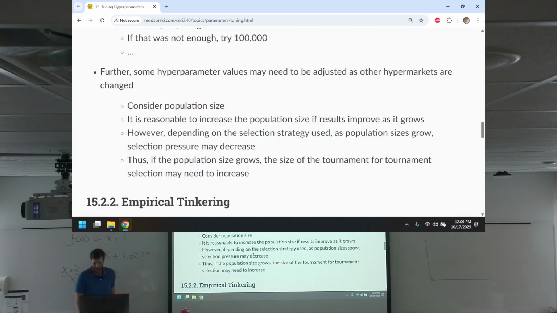Yeah, okay, some hyperparameters may need to be adjusted as other hyperparameters are changed. In hypermarkets, that should be hyperparameters. I don't even know how that happened. Is hypermarket a word that autocorrect did for me?